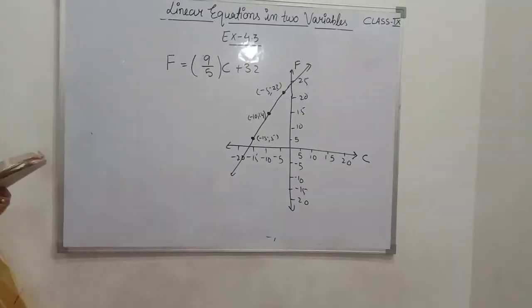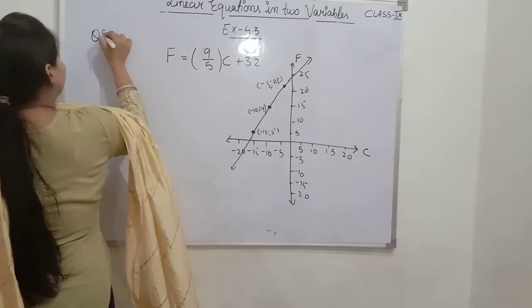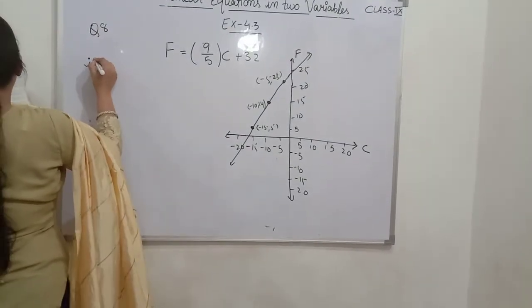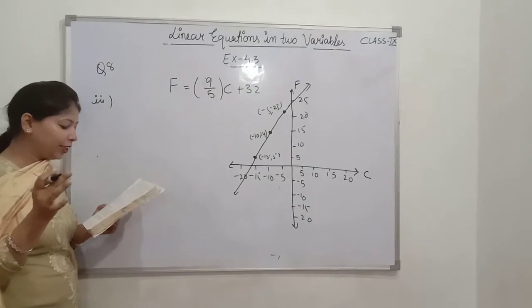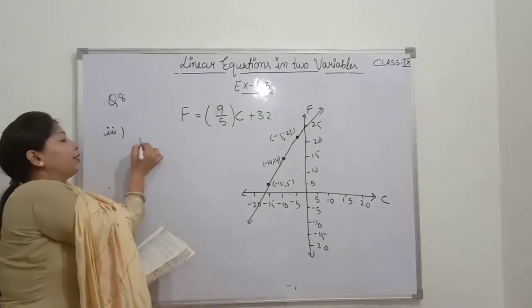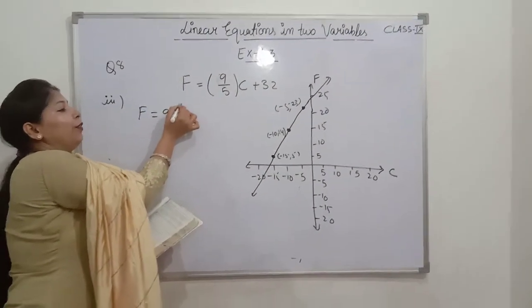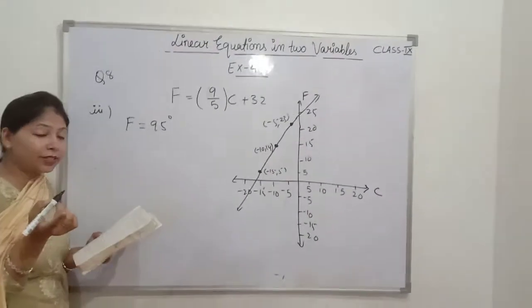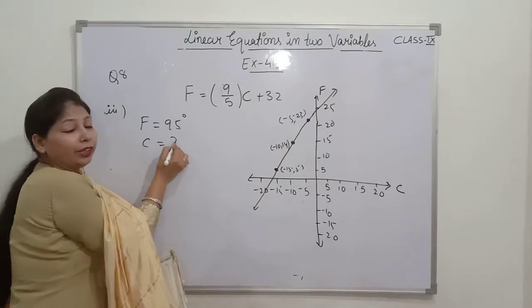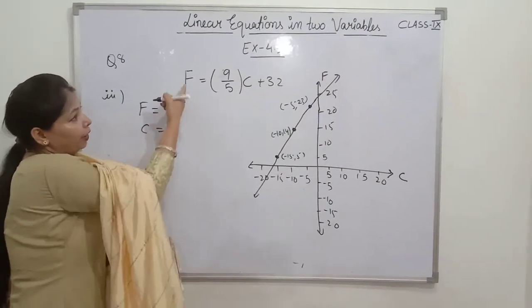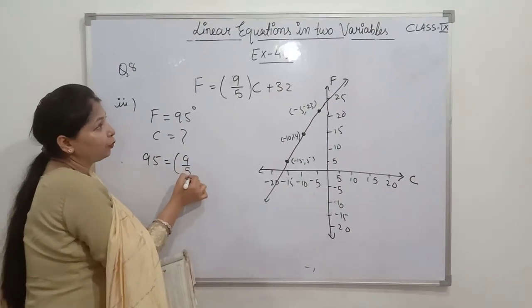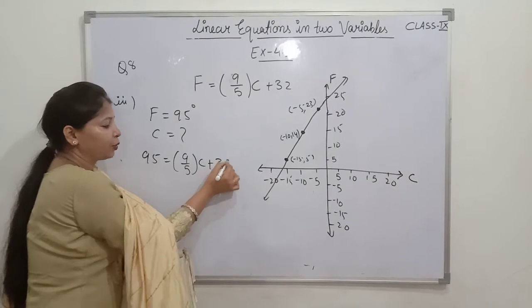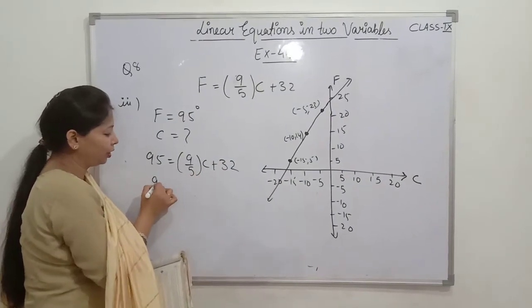Now the third part of the question is: if the temperature is 95 degree Fahrenheit, Fahrenheit में मुझे given है 95 degree, then what is the temperature in Celsius? I have to put here 95 in the formula and find the value of Celsius. It's very easy. You have to solve this equation.